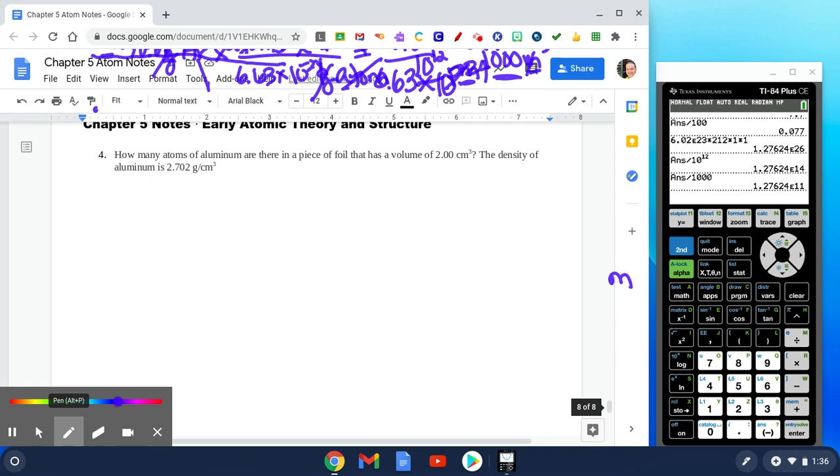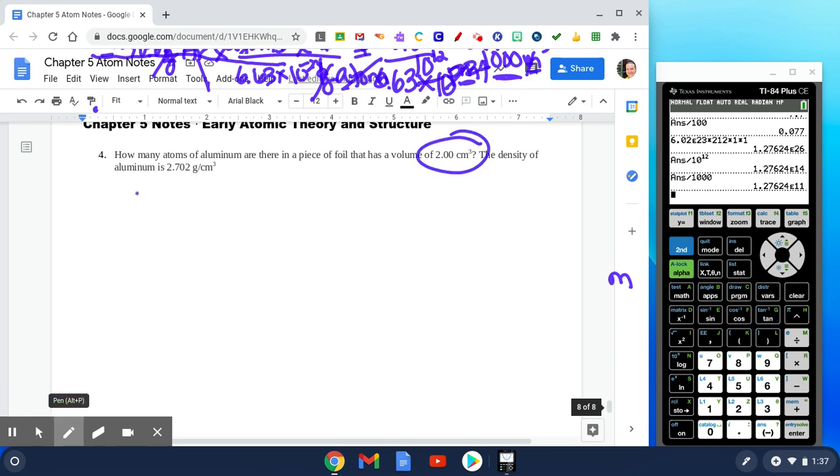All right, so now let's look at this last problem. It wants to know how many atoms of aluminum there are in a piece of foil that has a volume of 2 centimeters cubed. And then it tells us the density of aluminum is 2.702 grams per centimeter cubed. Okay, so the first thing we want to know is how many grams of aluminum we have. Okay, so we're going to start with this.